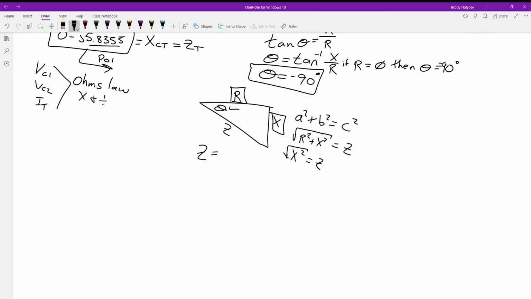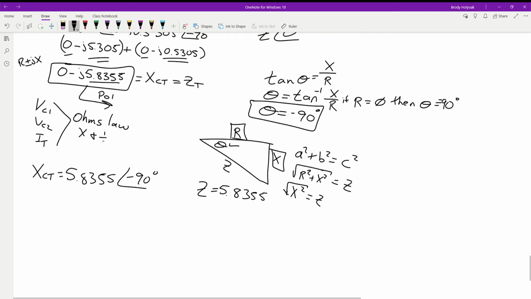So our impedance is equal to 5.8355. Okay? So we have our capacitive total is equal to 5.8355 at negative 90 degrees. Again, this is a long way around to get to it. Just get used to seeing if you have no real component and you have a reactive component, it's going to be this value plus or minus 90 degrees dictated by the sign of the J. If you have 5.835 here in your real value and 0, you're going to have this value at 0 degrees. It's just because at that point it's all resistance. There's no reactive components to it.